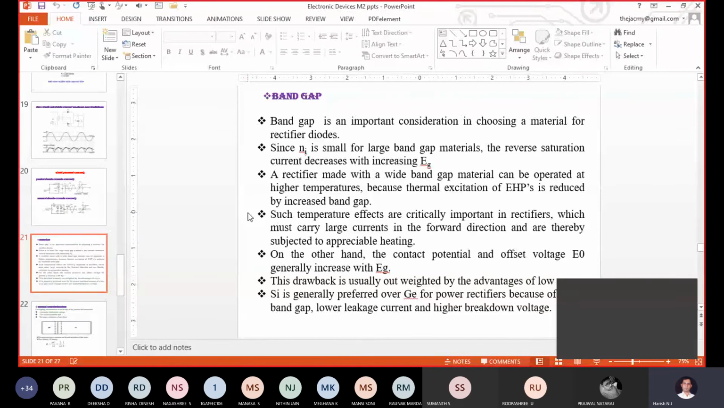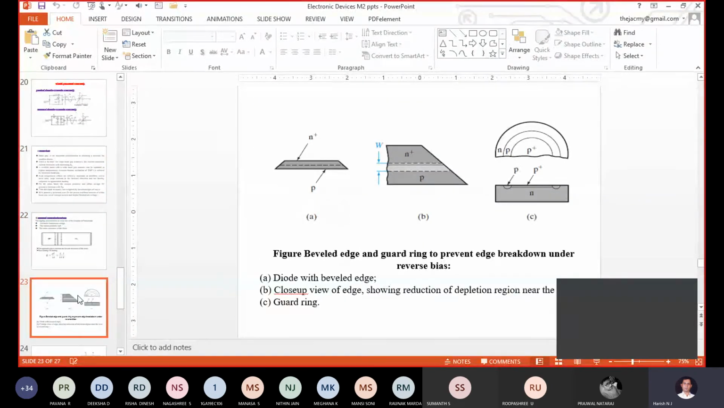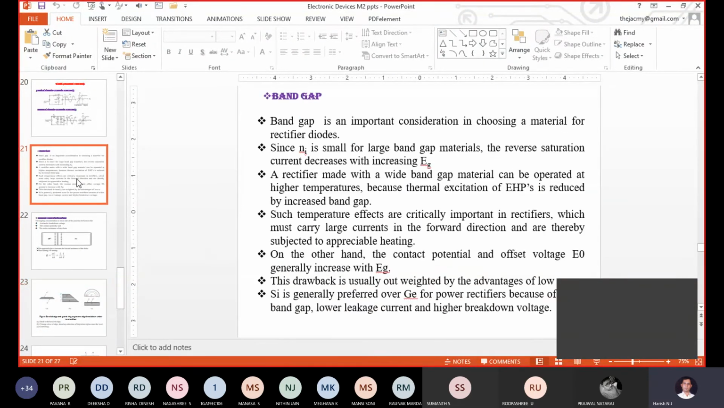Correct. All these things we will list out and discuss one by one. The first one is the band gap. The second one is the doping concentration. The third one is the guard ring. So if you use these 3 techniques, which parameter are you going to enhance? With the help of this, what are the disadvantages you have to face? Both the things we will discuss now.